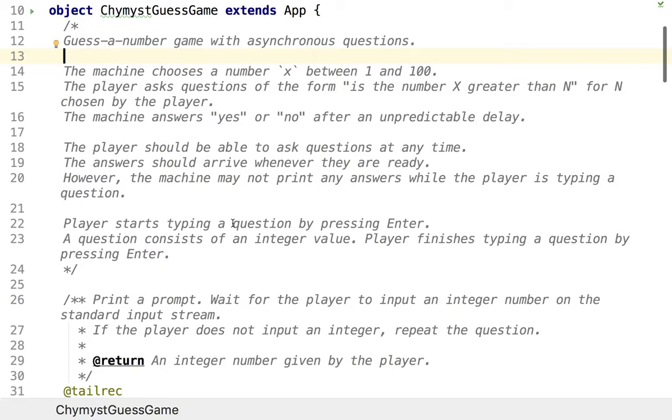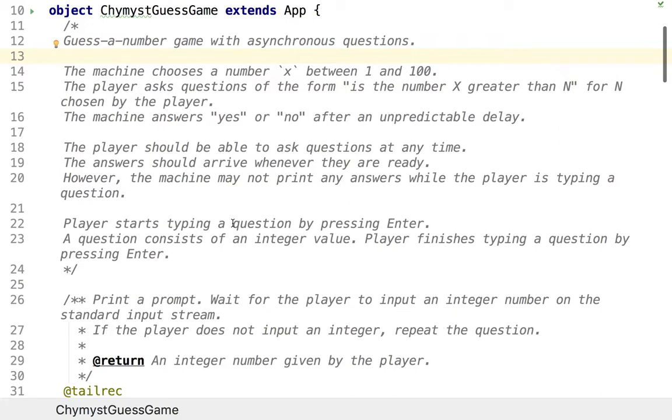However, we will implement this game with a twist, which is that, first of all, answers come after a delay. They don't come immediately to the player. So the player asks, is the number x greater than 50, but the machine answers after an unpredictable delay. Let's say this is because the answer requires some kind of computation, and the time necessary for this computation is unpredictable. While the player is waiting for the answer, the player can ask another question.